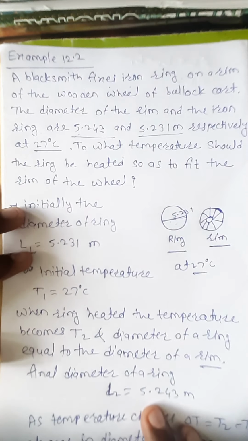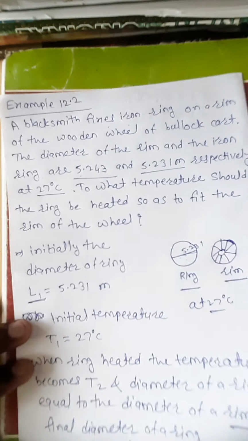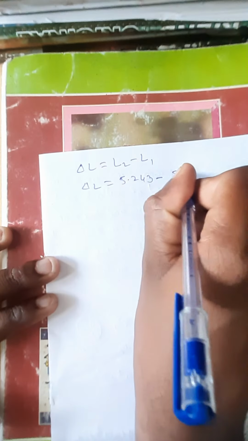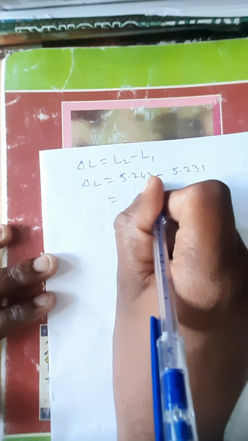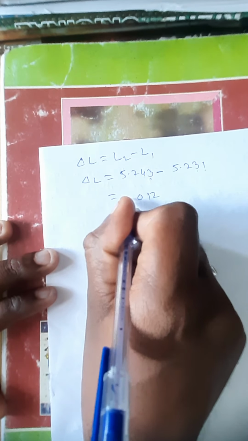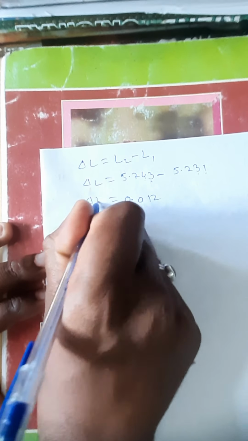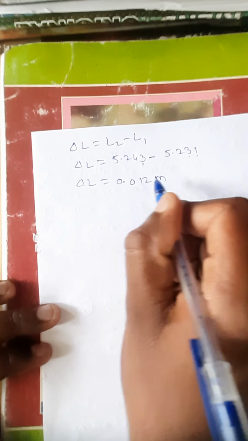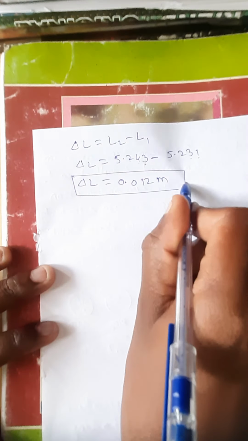Therefore delta L is equal to L2 minus L1, which is 5.243 minus the initial diameter of the ring, 5.231 meter. This is nothing but 3 minus 1 is 2, 4 minus 3 is 1, 2 minus 2 is 0, 5 minus 5 is 0. Therefore the change in diameter of the ring is 0.012 meter. Now this is the change in diameter.